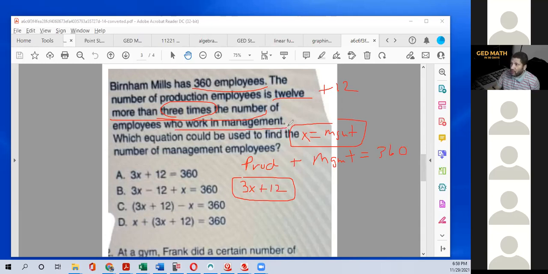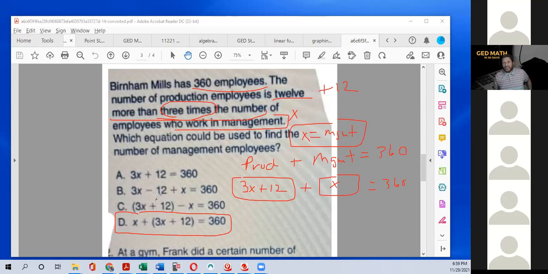This is how you tell what your variable is going to be. So 3X plus 12 plus the management, which is just X, equals 360. Since we have 2 like terms, what's 3X plus X? Oh, they don't even go that far. That's fine. This is all they want right there. They didn't even simplify it. I'm surprised. Usually they would simplify to 4X plus 12 equals 360.